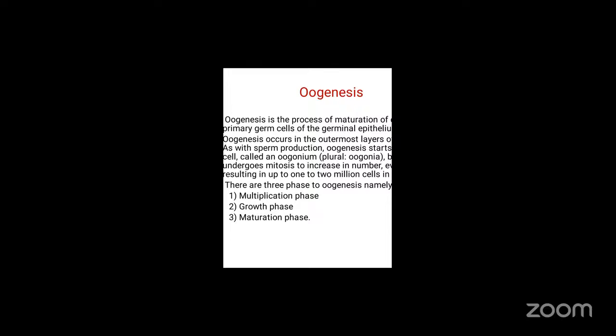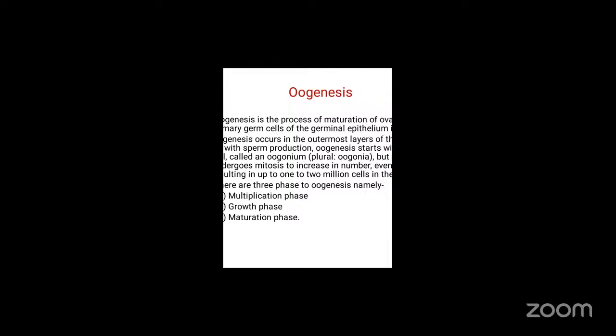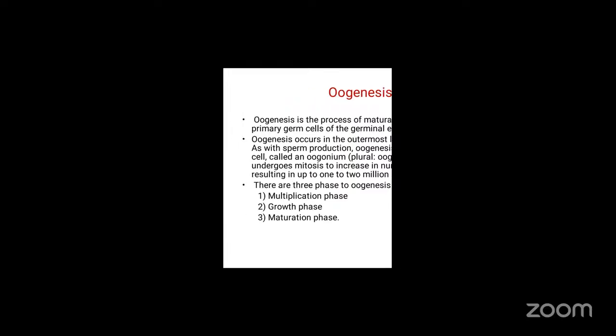As with sperm production, oogenesis starts with a germ cell, which is called the oogonium. There it starts with the spermatogonium, so here it starts with the oogonium, plural oogonia. This cell undergoes mitosis to increase in number, eventually resulting in up to 1 to 2 million cells in the embryo. So oogenesis occurs in the outermost layers of the ovaries and starts with an oogonium, which undergoes mitosis and gives rise to about 1 to 2 million cells. That is how the ova or the eggs are produced.